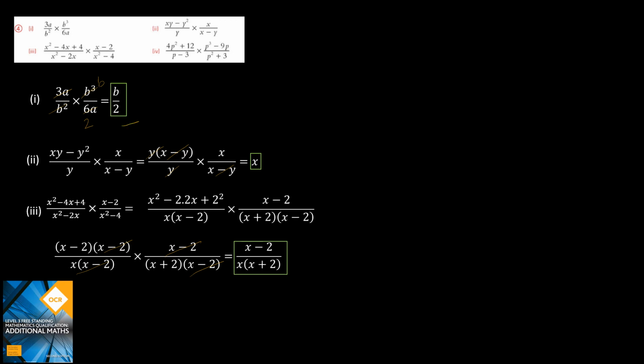Then this one, xy minus y square. We can bring y out from here, and that's what we do here. Then y becomes a common term. x minus y gets cancelled, you're left with x. The next question, x square minus 4x plus 4. This term can be factorized, and that's what we do. It's quite a big one, and finally we end up with this.